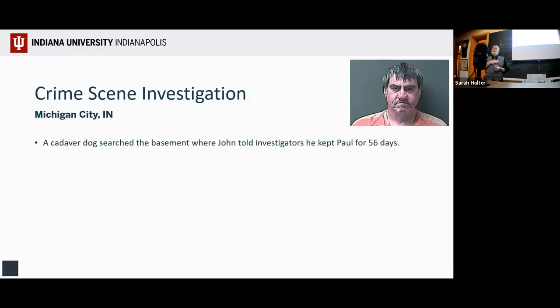And so they brought in a dog that was trained to detect human remains. So it's called a cadaver dog, or human remains detection canine. And so in this case, they brought the dog down there and it alerted. Okay, so it showed a clear change of behavior. Said, I smell something down there that smells just like decomposing people. Okay, so there's that.